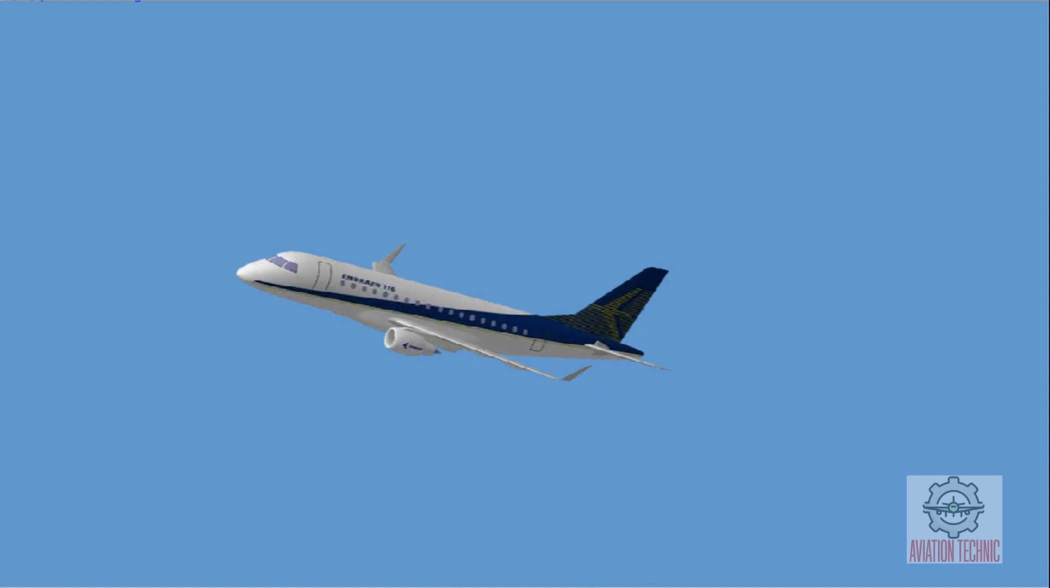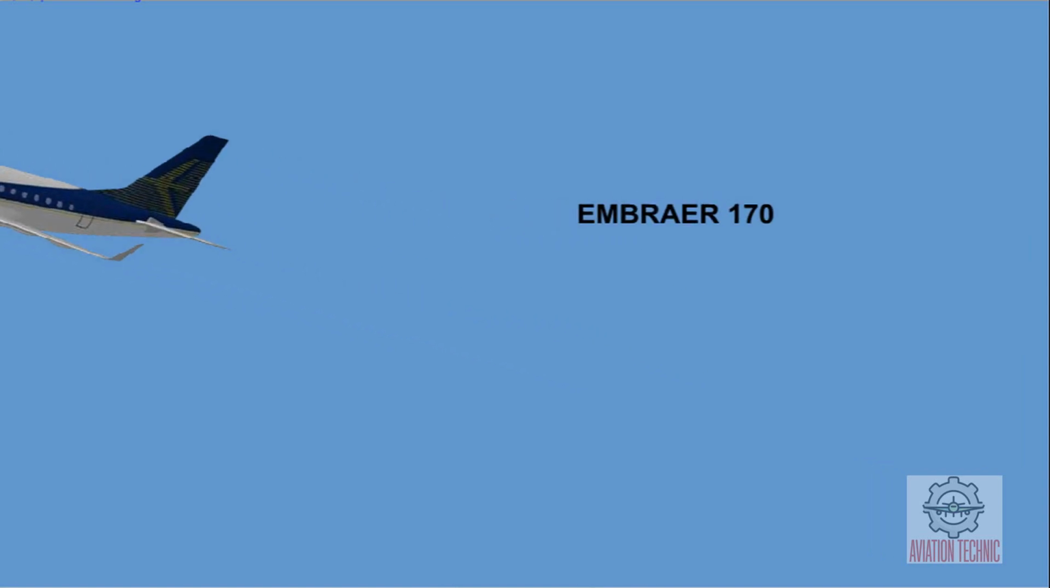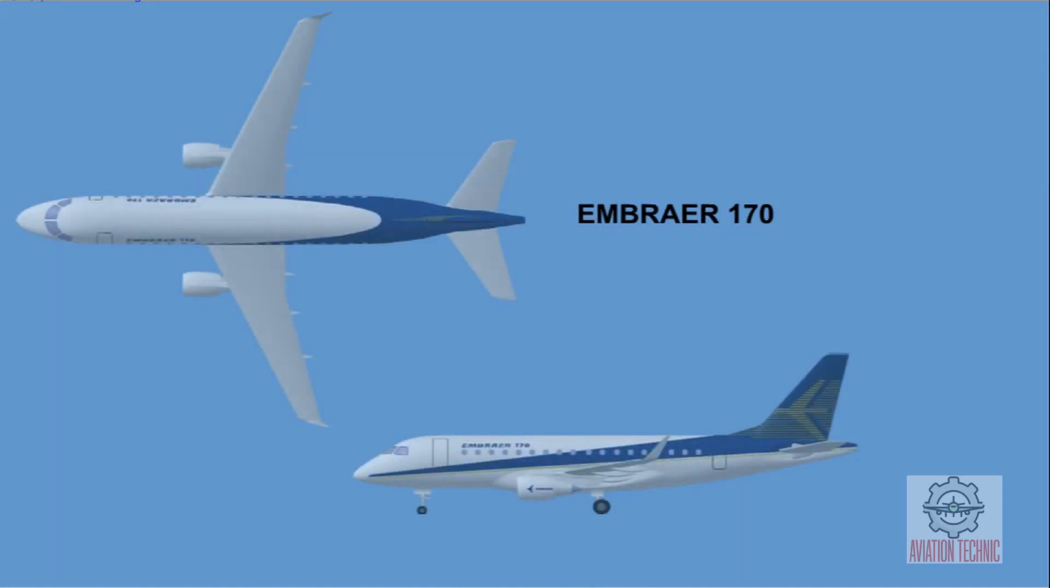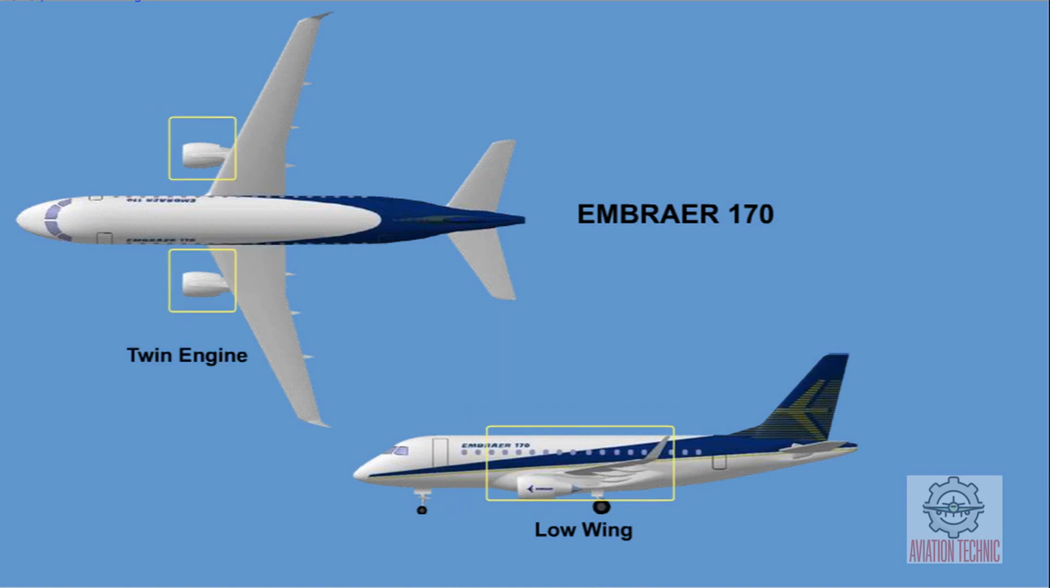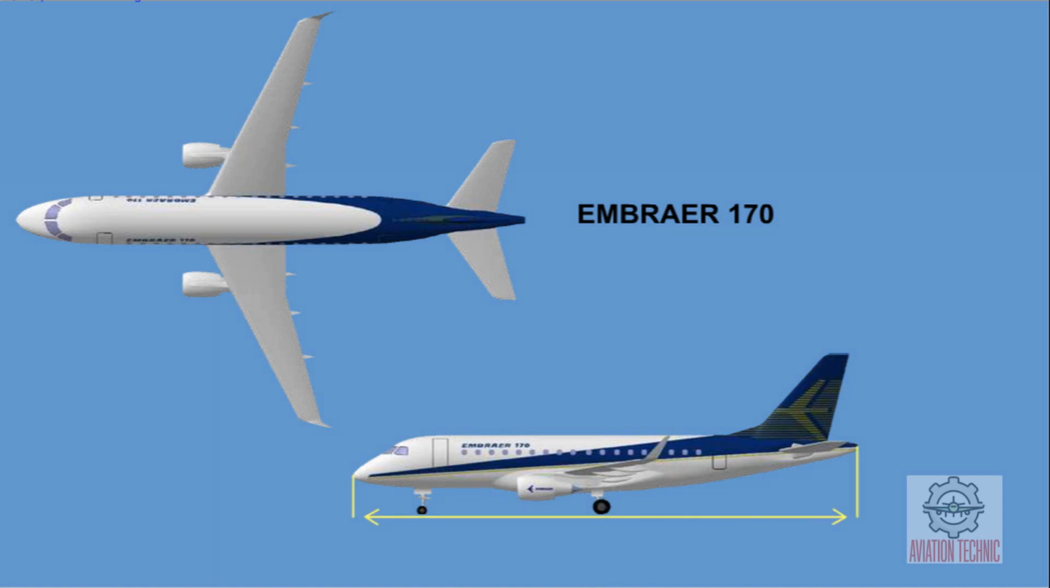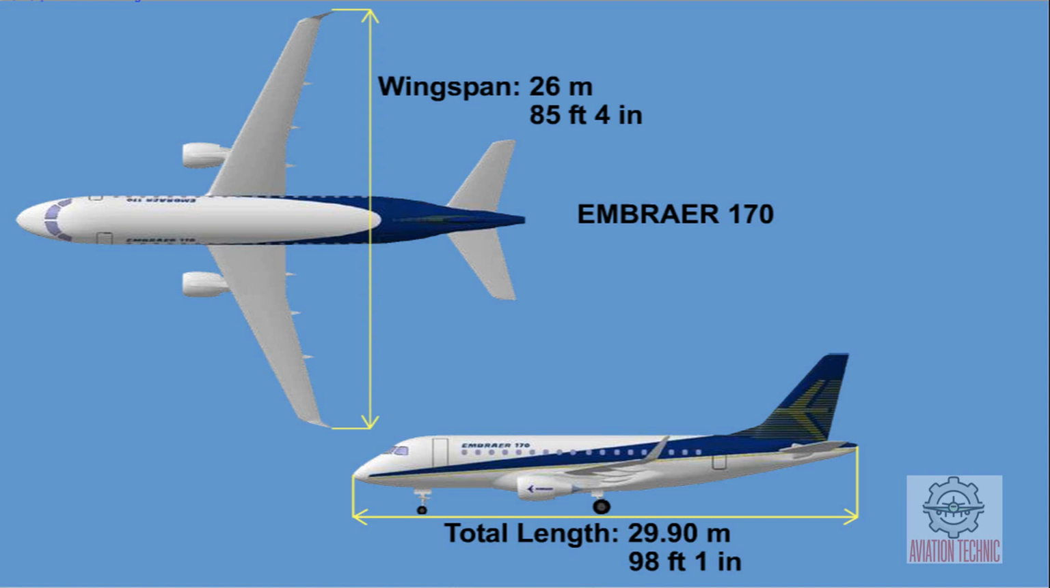The following short introduction will give you a general overview of the Embraer 170. The Embraer 170 is a low-wing, twin-engine jet airplane of conventional structure, designed for medium to short-range operations. The aircraft has a total length of 29.9 meters, 98 feet 1 inch, a wingspan of 26 meters, 85 feet 4 inches, and an approximate height of 9.82 meters, 32 feet 3 inches.